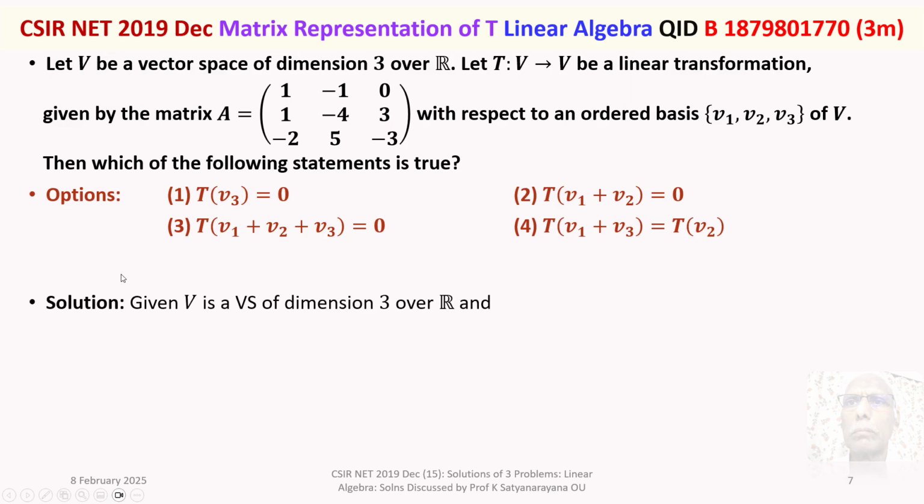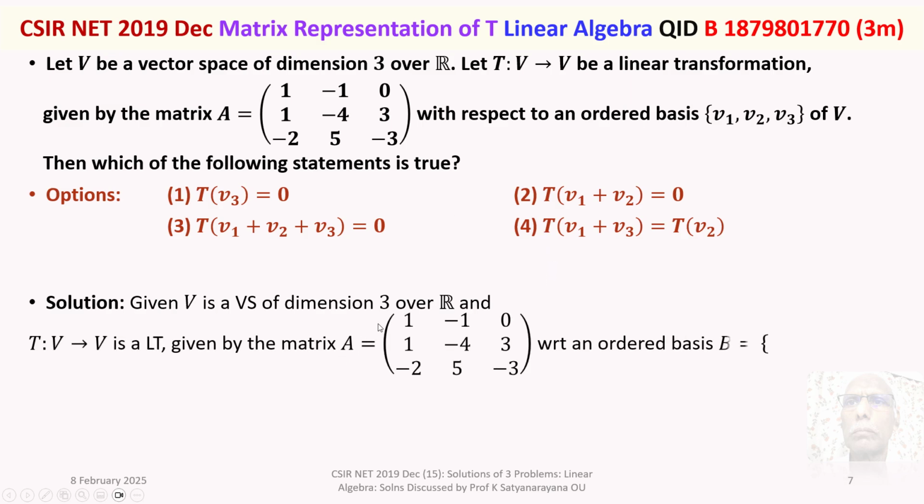Let's now discuss the solution of the problem in detail. We have V, a vector space of dimension 3 over R, and T is a linear operator on V, given by the matrix A, this one: 1, minus 1, 0; 1, minus 4, 3; minus 2, 5, minus 3, with respect to an ordered basis B, the set consisting of V1, V2, V3 of V. That means this matrix A is the matrix of the linear operator T with respect to this basis B.